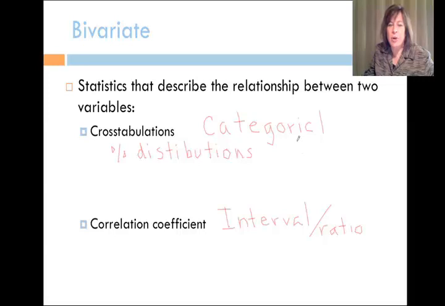Sometimes I call cross tabulations crosstabs for short. The convention for a cross tabulation is to put the independent variable in the columns and the dependent variable in the rows. That seems to be convention. So let's look at some examples.